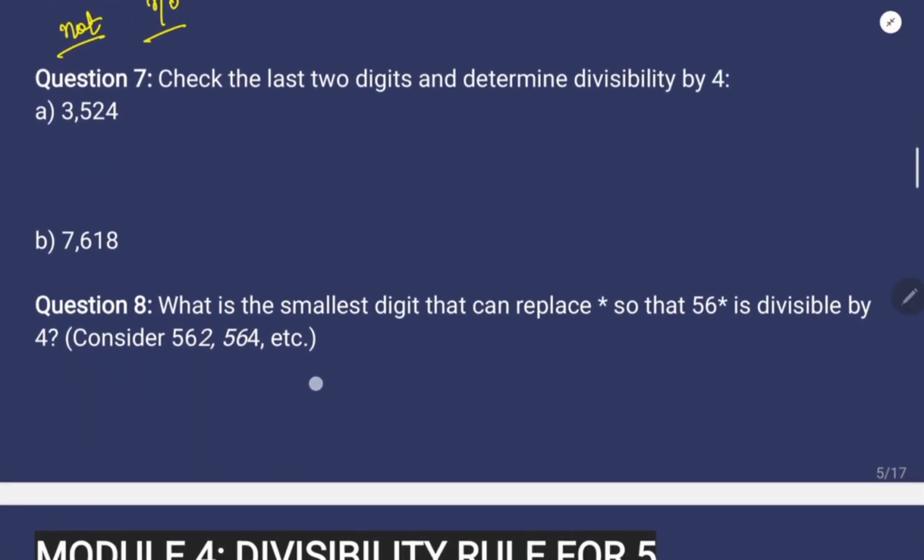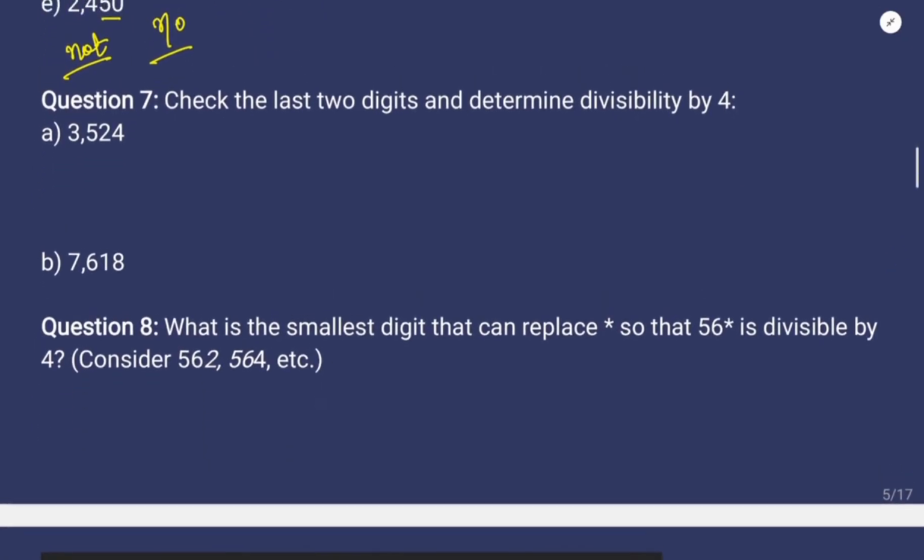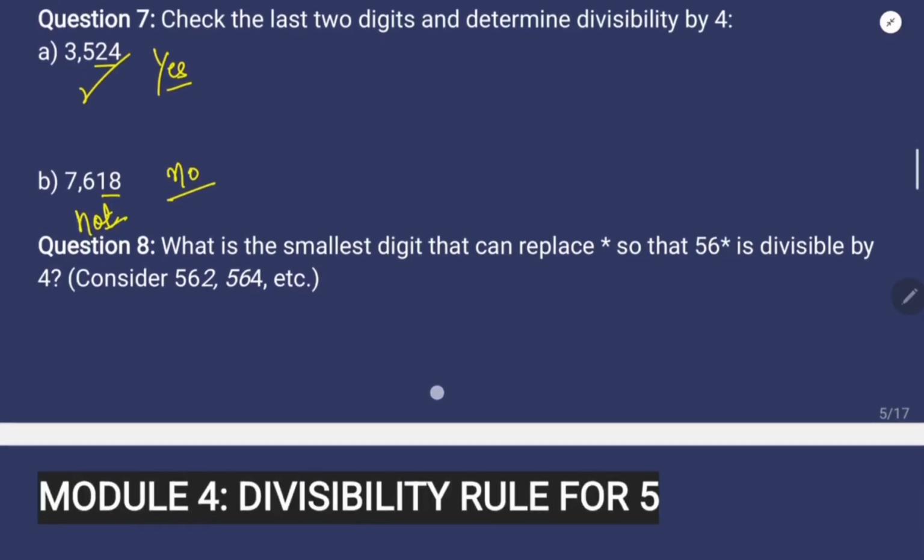And then we have a 4-digit number here. 3524. Is 24 divisible by 4? Yes. So that means this number is divisible by 4. Is 18 divisible by 4? No. So you will say this is not divisible by 4. That's it. Very simple, very easy.